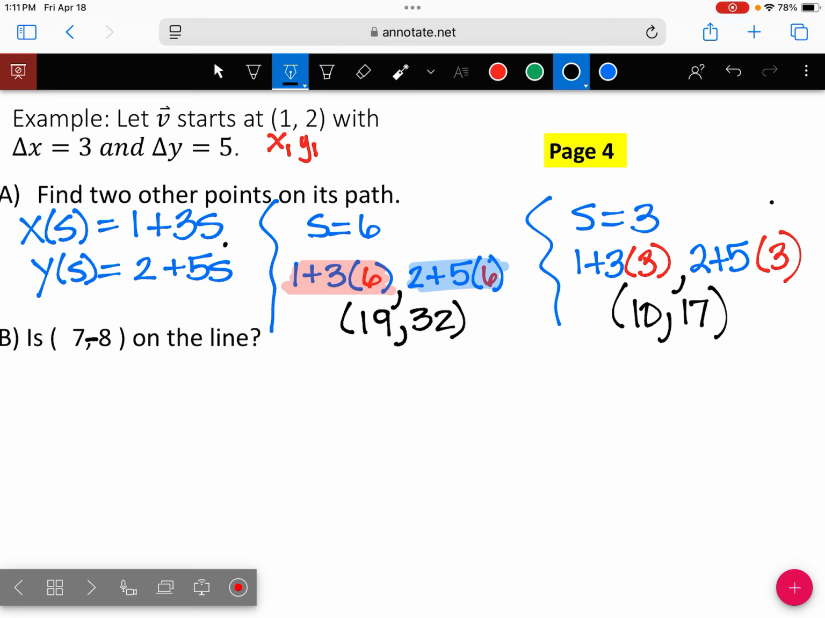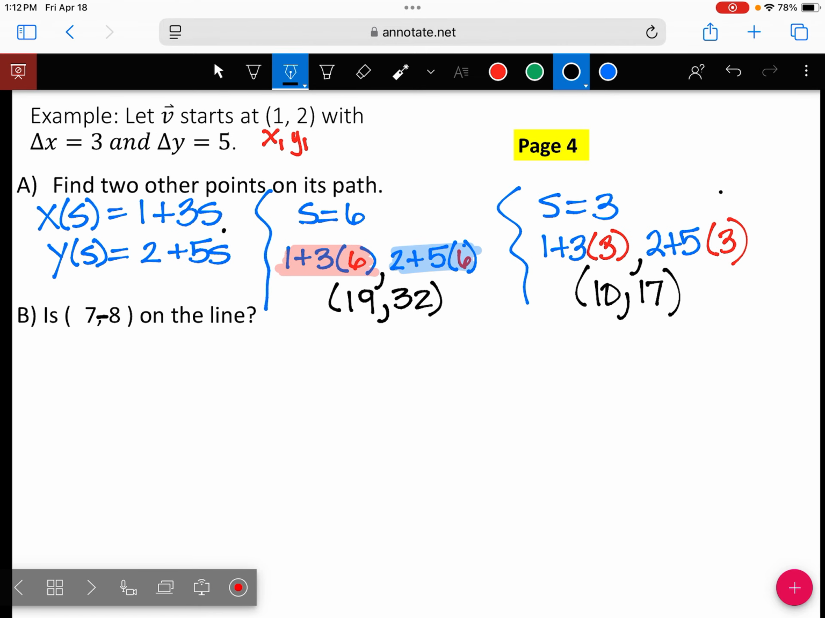Could it be 0? If it's 0, the answer is 0. No, it wouldn't be 0. It would be 1, 2. You're giving me the starting point. So maybe not 0, because it does say on the path, and 1, 2 would be the start of the path. But you could put in 0.1, 0.000001.